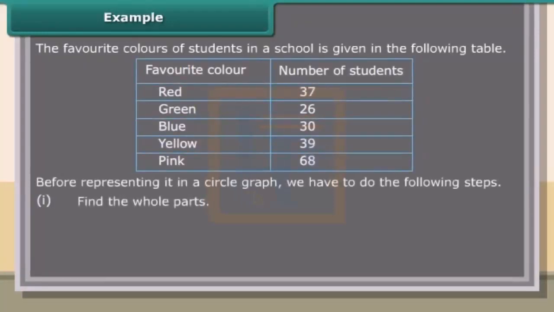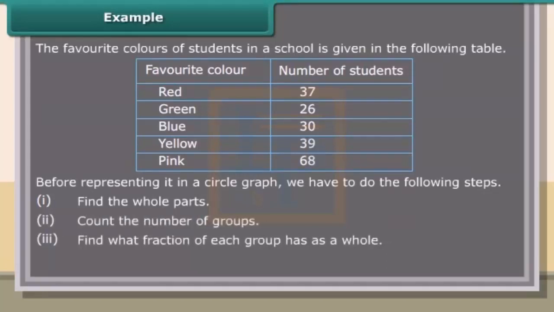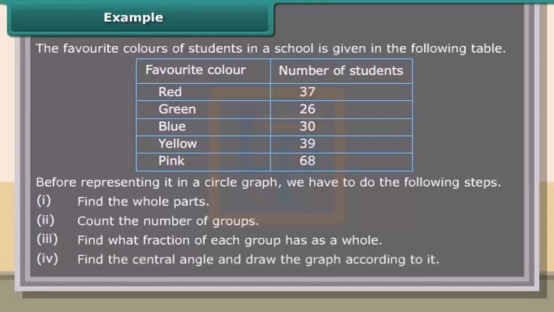Example 1. The favorite colors of students in a school is given in the following table. Before representing it in a circle graph, we have to do the following steps. 1. Find the whole parts. 2. Count the number of groups. 3. Find what fraction of the whole each group has. 4. Find the central angle and draw the graph according to it.